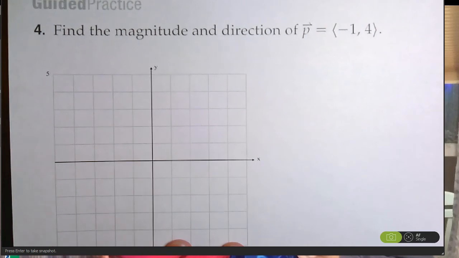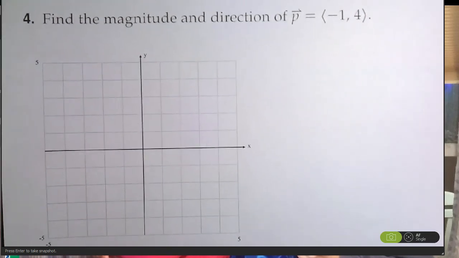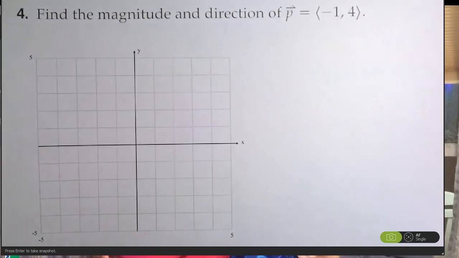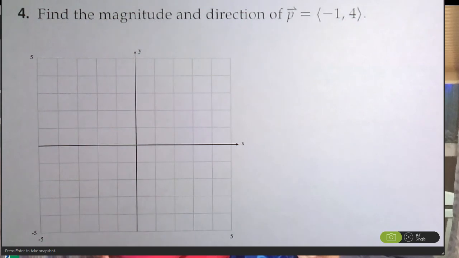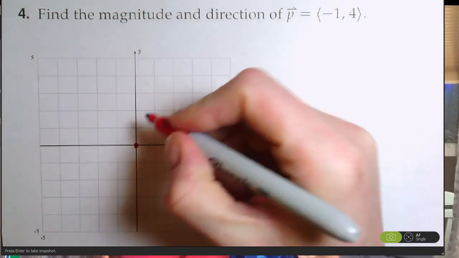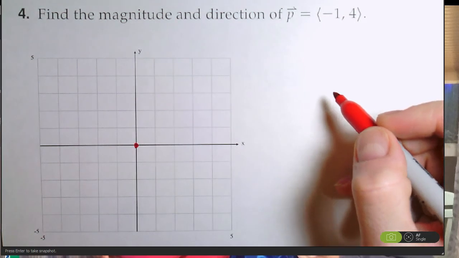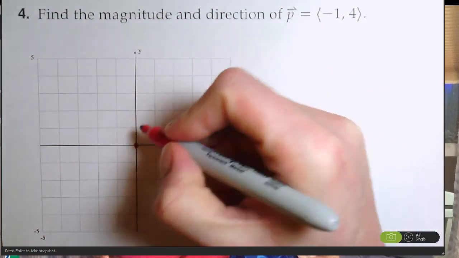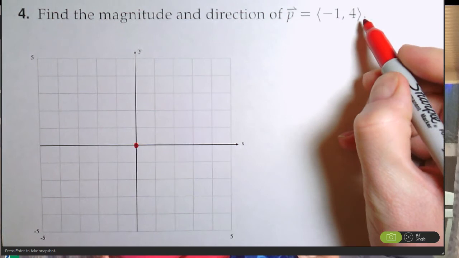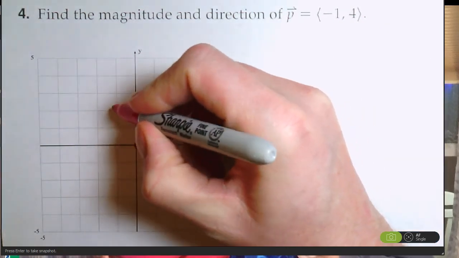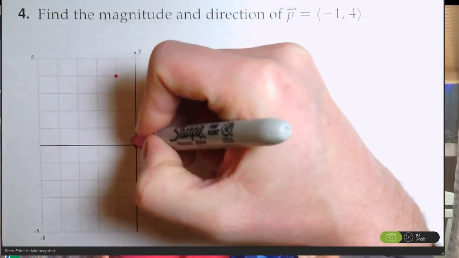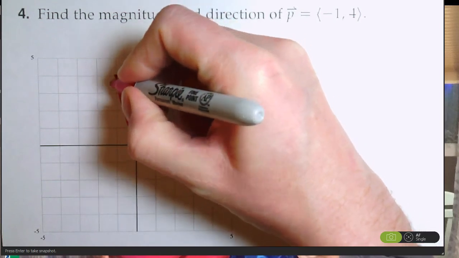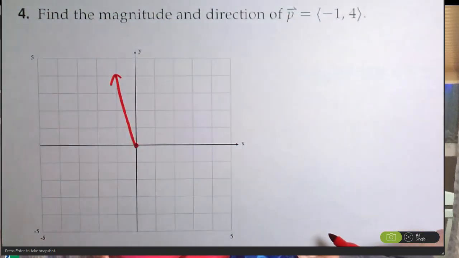So find the magnitude and direction of the vector negative 1, 4. Right now, the first thing you have to do is graph it. You can graph it anywhere, but it's always easiest to graph it from the origin whenever we're doing magnitude and direction. So from here, that means I'm going to go left 1, up 4. So go left 1, up 1, 2, 3, 4. Okay, so here's the vector I'm talking about.